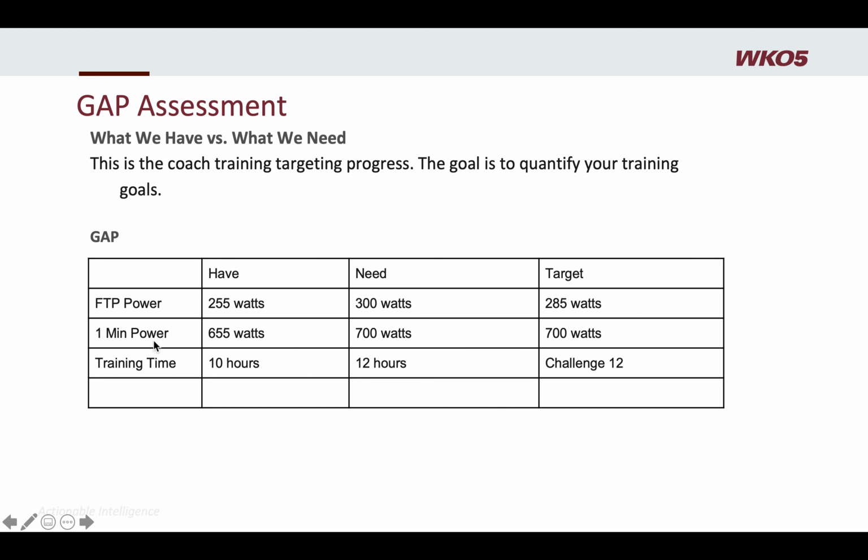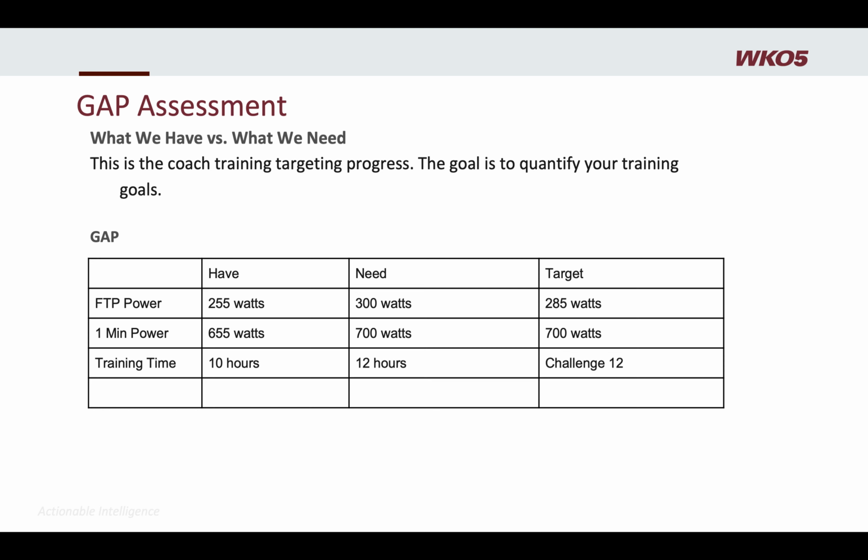Now we want to look at that 1 minute power, part of that climb, and really they need to punch the early part of the climb. Well, maybe they have 655 watts. Now they have 700. We're going to need 700 watts. We're going to have to go up that hill really hard. Bad example for a time trial, just making the example. Well, I think this athlete could do that, so let's target the 700 watts.